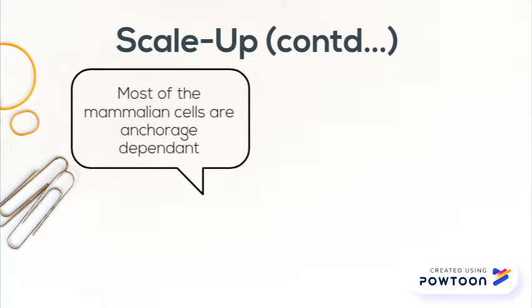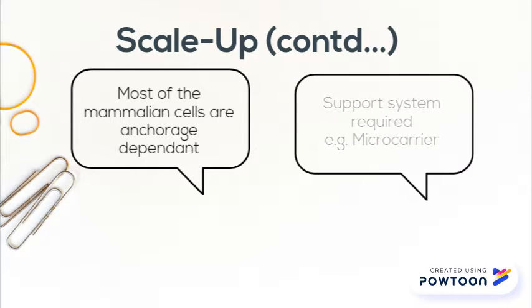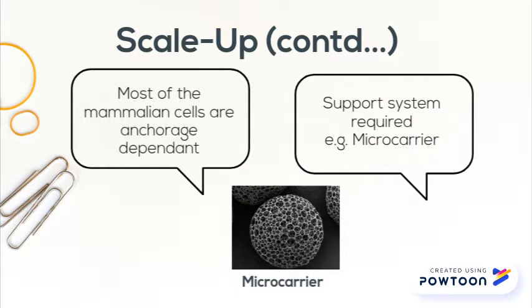Firstly, many mammalian cells are anchorage-dependent, including the most used cell lines for monoclonal antibody production, the Chinese hamster ovary cells. Unless the cells are modified for suspension culture growth, a form of support system is required, such as microcarriers.